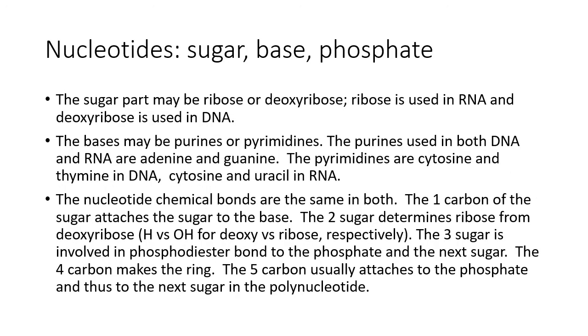Okay, so the sugar part might be ribose or deoxyribose. Ribose is used in RNA, and deoxyribose is used in DNA. Okay, so we're going to look at the sugar now, and it's important to know what the roles are of each of the 5 carbons in the ribo or deoxyribose sugar.